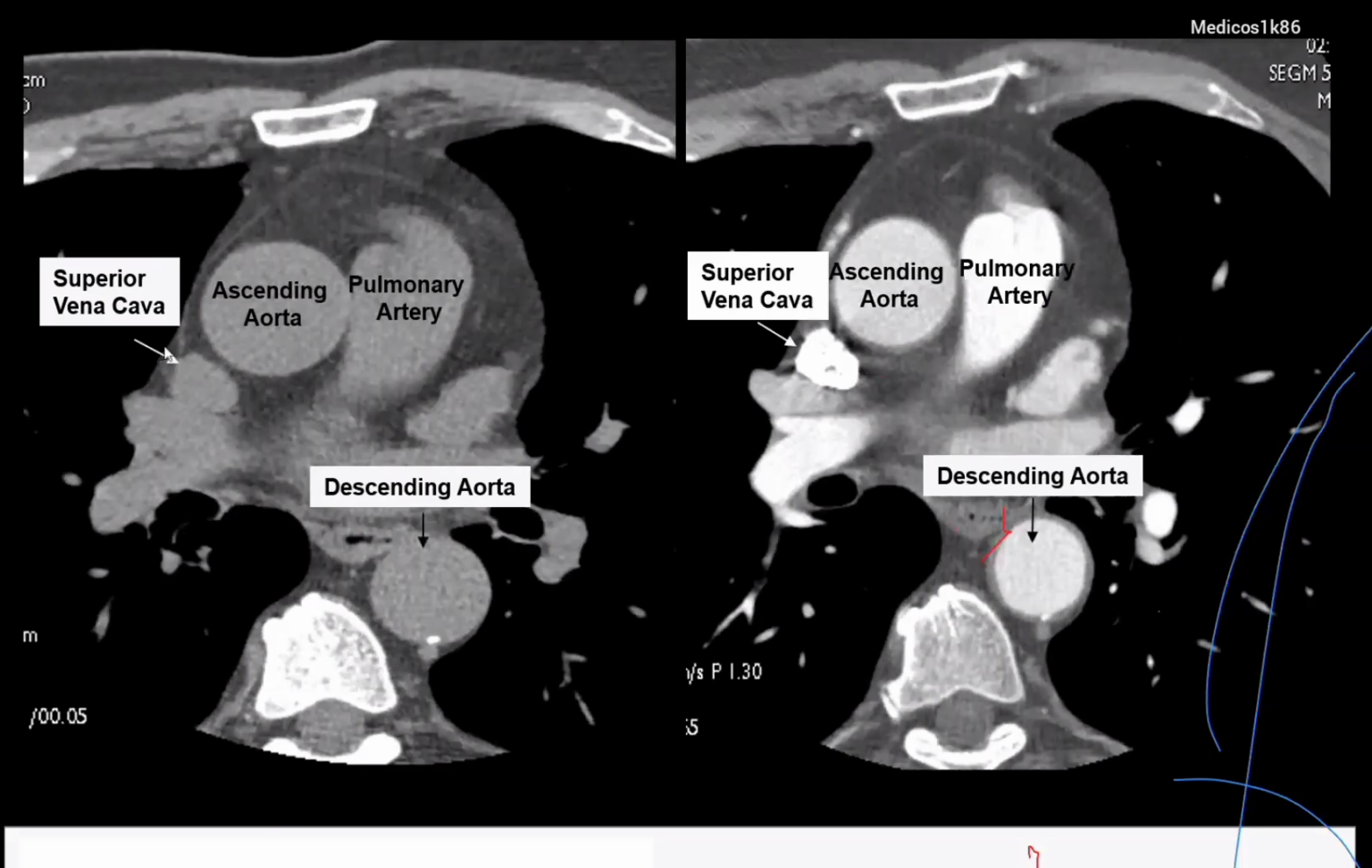Okay, the superior vena cava, ascending aorta, pulmonary artery, all are the same. You can see here some black area. It is causing some artifact. When a larger volume of contrast reaches the SVC, too much artifact is coming to the ascending aorta.